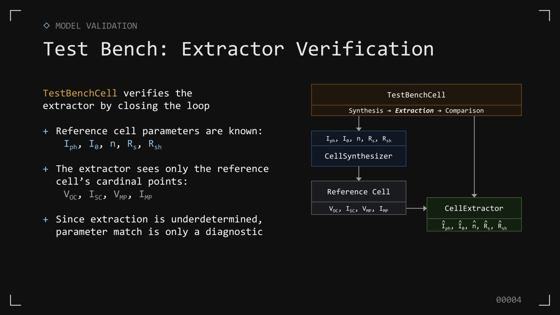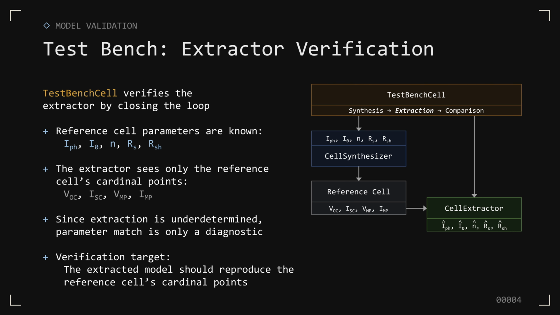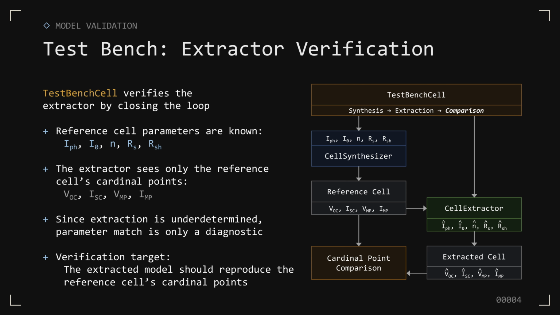The information we have as input, 3 operating points on the plot, limits full recovery of the real device parameters. And matching the physical device exactly isn't the goal. What matters is terminal behavior, reproducing the curve or outputting the right current at the right voltage. That makes cardinal point match the verification metric. After extraction completes, the extracted cell runs the forward model to produce its own cardinal points. These can be compared to the cardinal points of the reference cell in order to evaluate the performance of extraction.